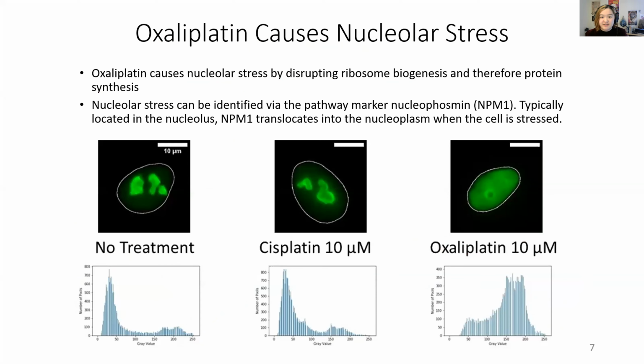So to study this, we do an assay with nucleophosmin. This is also known as NPM1, and that's essentially just a pathway marker to indicate when nucleolar stress is occurring versus when it's not. So as you can see in the no treatment and cisplatin images, NPM1 is typically concentrated in the nucleoli, so it's clumped into specific parts of the cell. Comparatively, when there is nucleolar stress, so for this example in this oxaliplatin image, it translocates into the nucleoplasm, so it spreads out into the surrounding cell when the cell is stressed. And so this is a really good visual indicator of when nucleolar stress is occurring versus when it's not.